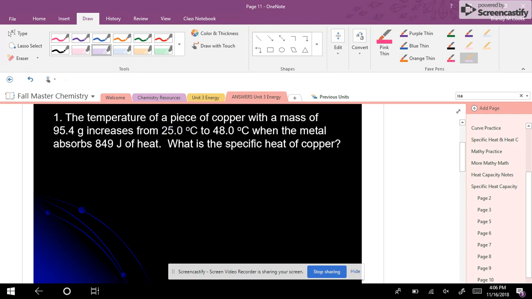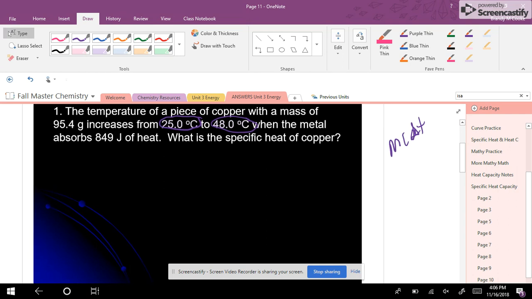And in this case, I see that it says this thing increases from 25, can you even see that? It's purple, 25 degrees Celsius. You can't really see that. Here, I'll circle it. So 25 degrees Celsius to 48. So we do see a temperature change. As soon as I see a temperature change, I know that I'm using the mcAt equation. Oops, delta T.